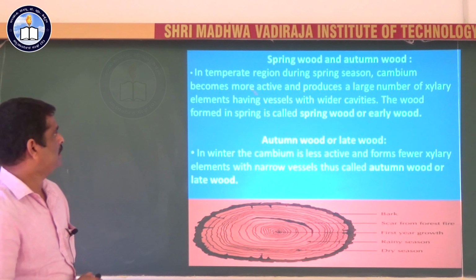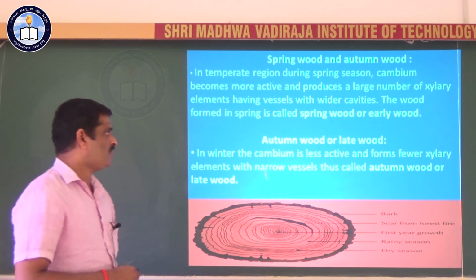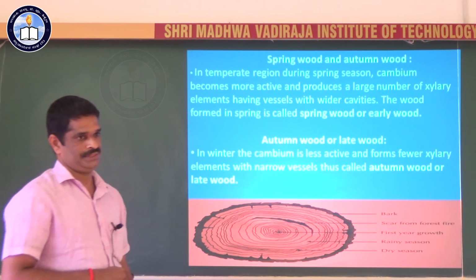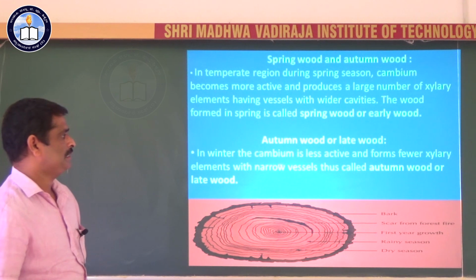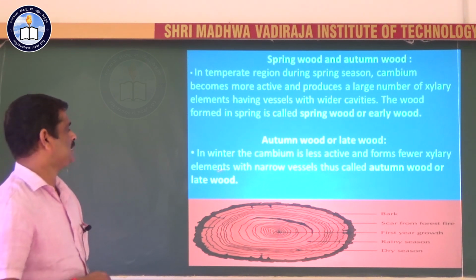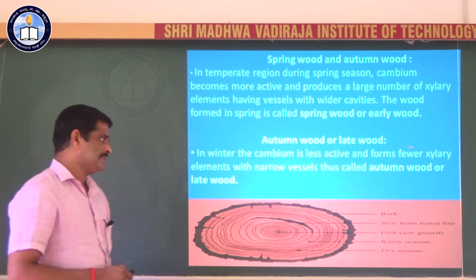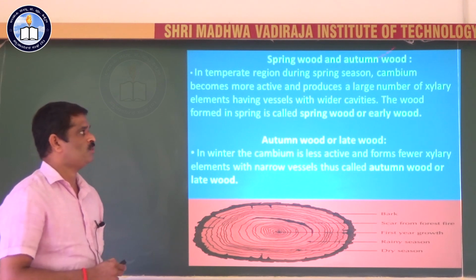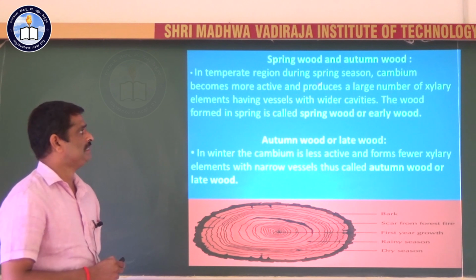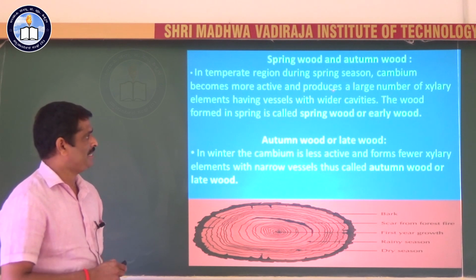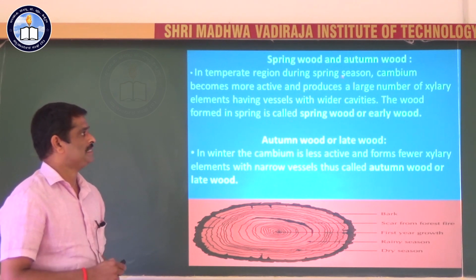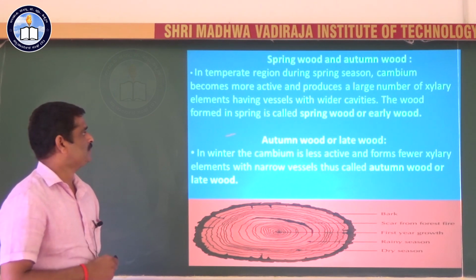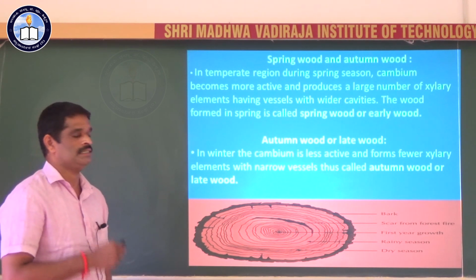Say, during the winter, the xylem elements produced are fewer with narrow cavities. During the winter, the cambium is less active and forms fewer xylem elements with narrow vessels, which is called autumn wood or late wood. During the spring, cambium is more active and produces larger xylem elements with wider lumens or cavities, which is called spring wood. The spring wood is formed in the spring season, and is also called early wood.